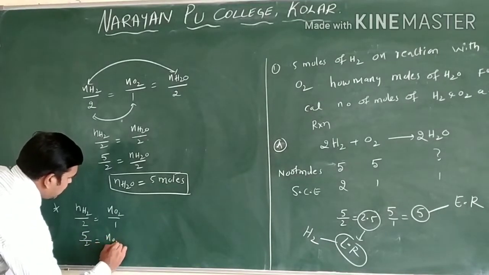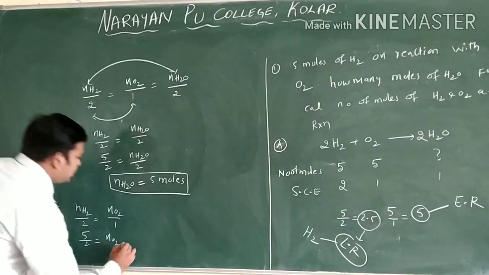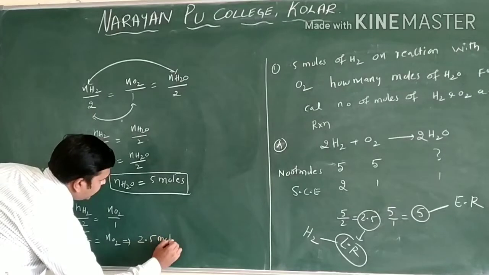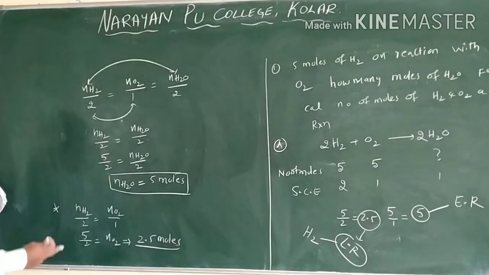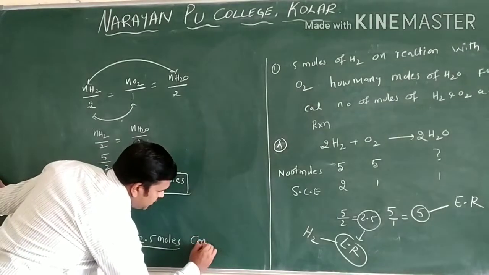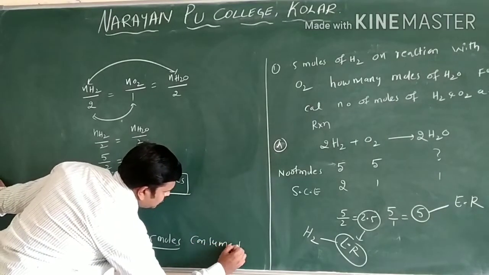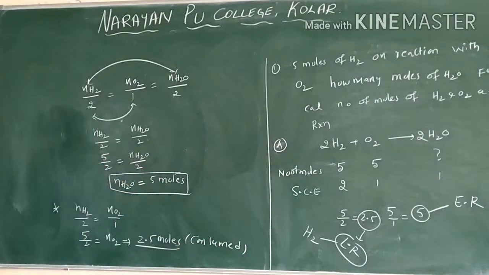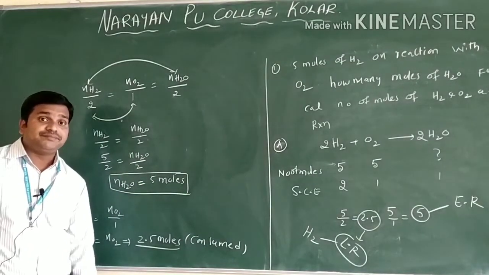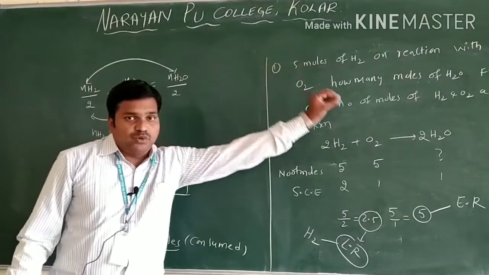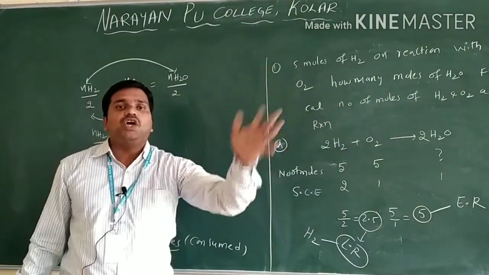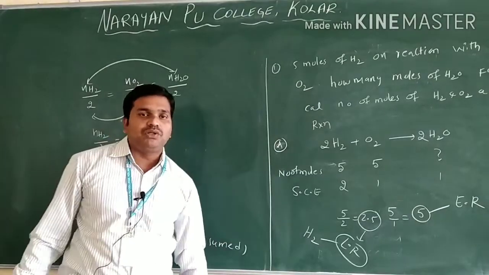So 5 by 2 is equal to the number of moles of O2. 5 by 2 means how much? From this you will write 2.5 moles only. So 2.5 moles of O2 are consumed in the reaction. How many moles of O2 are left? We took 5 moles. In that 2.5 moles is consumed. Remaining how much we have? That is 2.5 moles only.